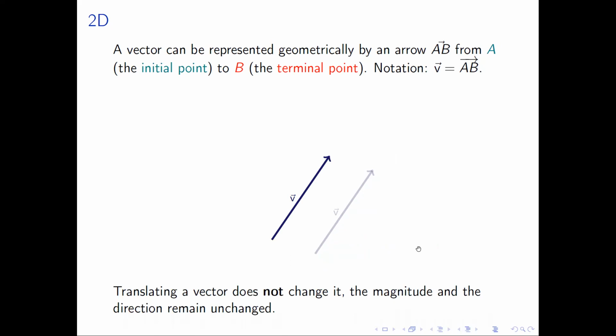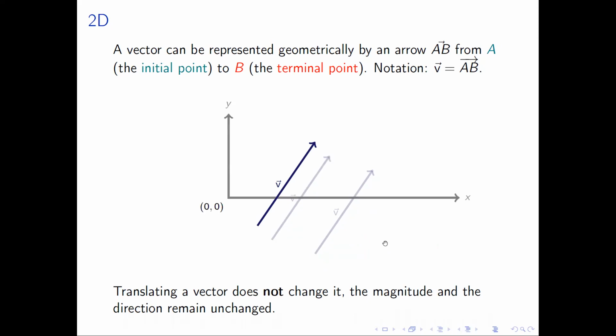Now, the nice thing about vectors is that translating a vector does not change it. The magnitude and direction remain the same. So this was the first position. Now I'm moving it to the origin. Now the vector starts at origin.